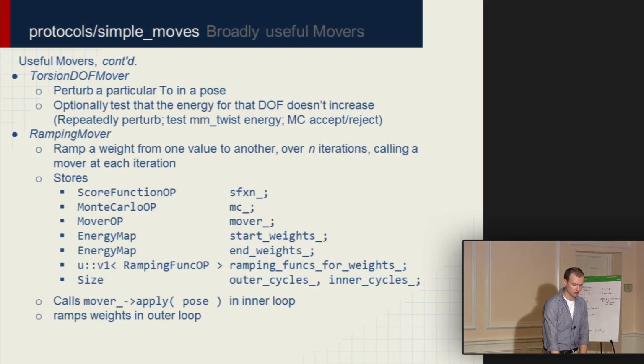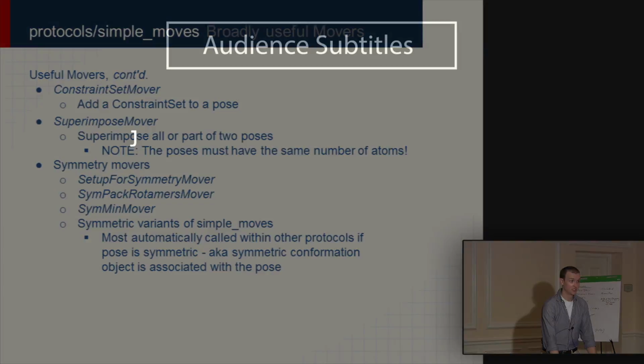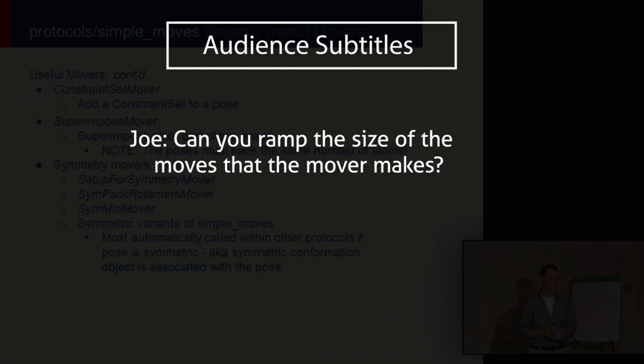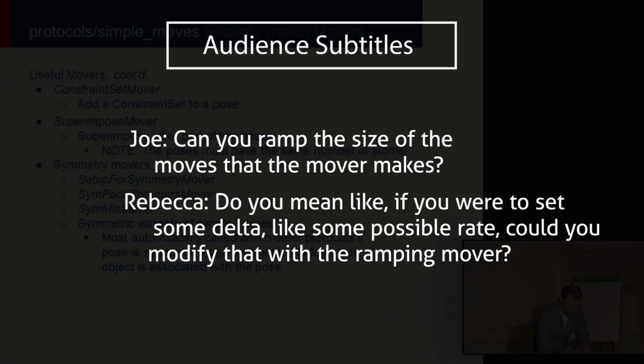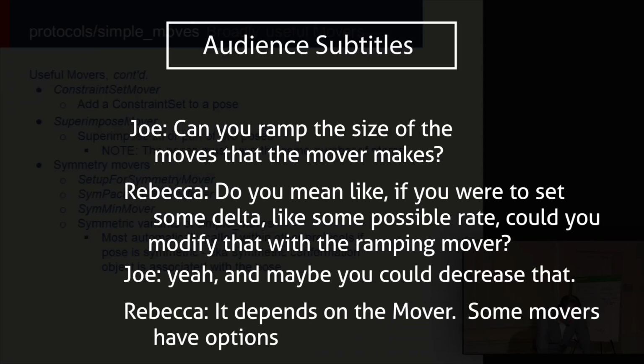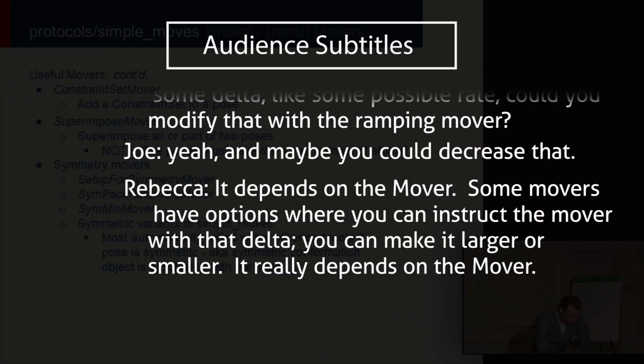Right, so a mover apply is called in the inner loop. Can you ramp the size of the moves that the mover makes? There's no way that I know of to do that. You mean like, if you were to set some possible range of numbers for movers? Yeah, and then maybe decrease that. Yeah, it depends on the mover. Some movers have options where you can construct with a specified buffer and make that larger or smaller if you want to make larger moves. It really depends on the mover.